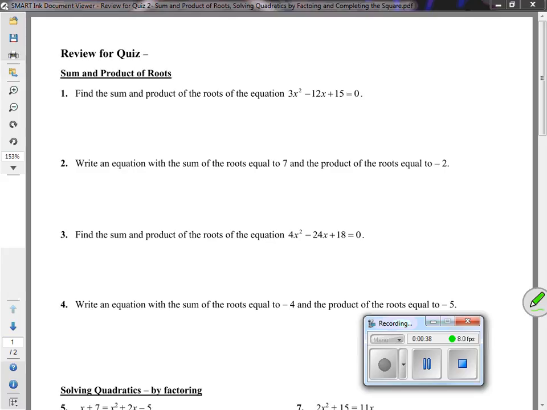Alright, so sum and product of roots. What do you need to remember for sum and the product of the roots? Sum equals negative b over a. What's the product equal? C over a.